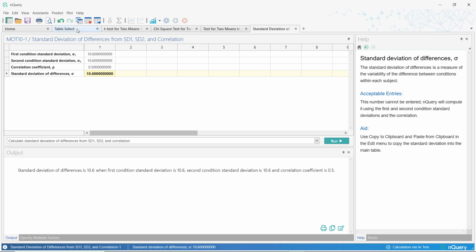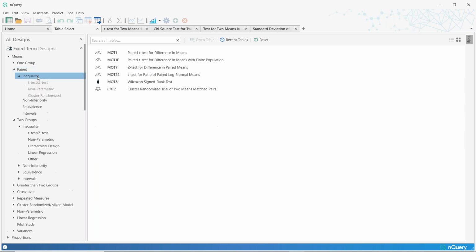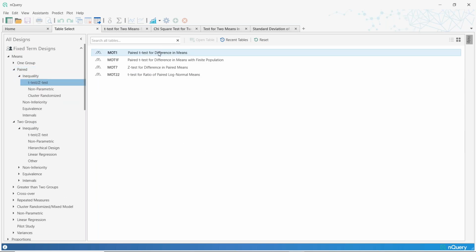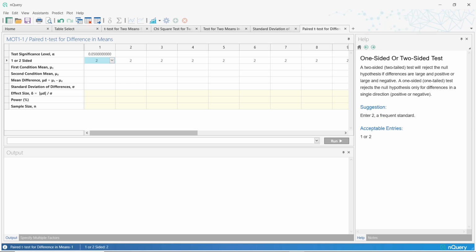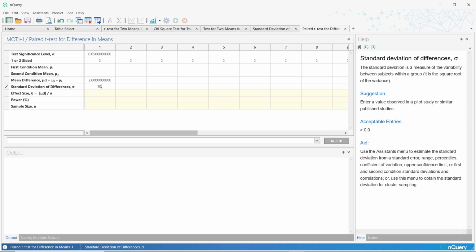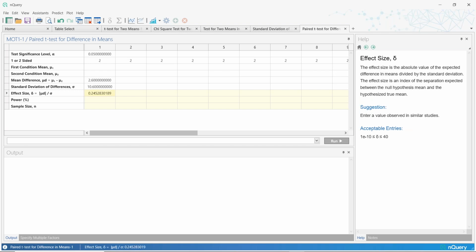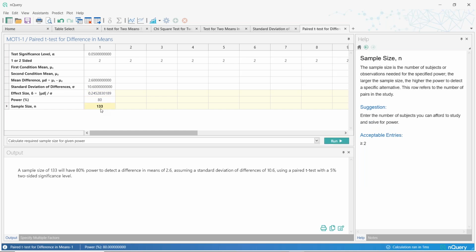So if I then go to the paired t-test, so if we go back down to here, paired, and we go to inequality and then t-test, you can see MOT1 here. If I go 0.05, and I'll just use the mean difference of 2.6 again, and the standard deviation is 10.6. So like this is only true for the case where the correlation is 0.5. It would obviously differ for other cases. If we put a power of 80%, our sample is 133. So the sample size is way down versus the parallel trial.